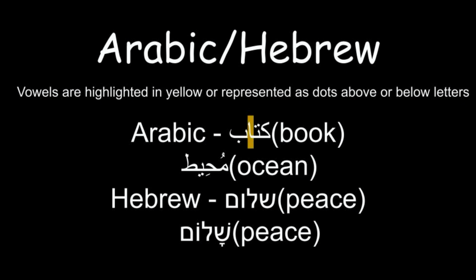As you can see, these words are composed almost fully of consonants, with mostly just small symbols representing vowels, if any are even used at all.